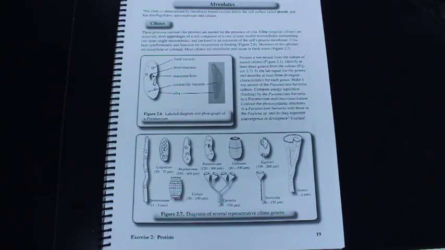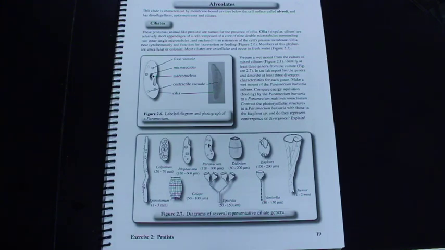And the alveolates then are one of the SAR clade, the A in the SAR clade. And they're comprised of the dinoflagellates, the apicomplexans, and the ciliates. And they're characterized by a membrane-bound cavity below the cell surface called alveoli.